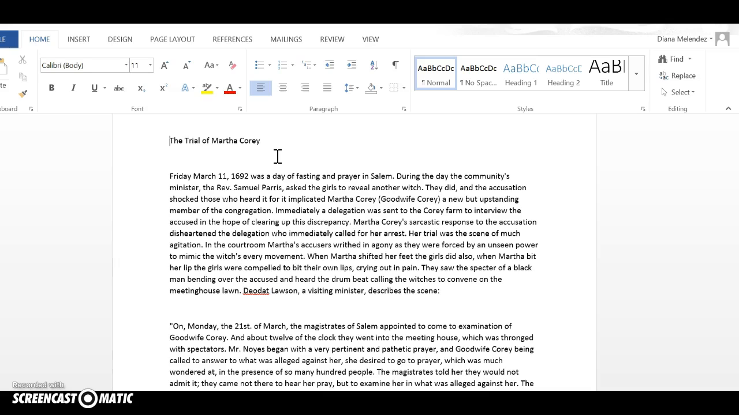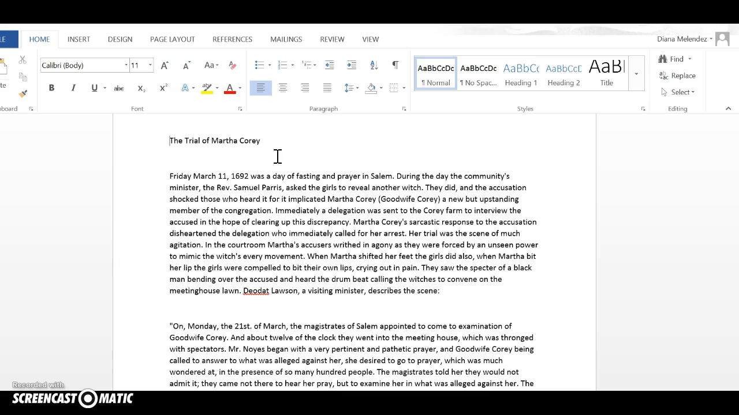Okay, so the next part of our plot mountain is the rising action. And in the rising action, that's where things kind of start heating up. The ball kind of starts rolling. The conflict is progressing. In this passage, the rising action is that they took Martha Corey to trial and accused her of being a witch and bothering the children by biting and strangling them. Okay, so we're leading up to the top of the plot mountain. They're taking her to trial and accusing her of these terrible things.